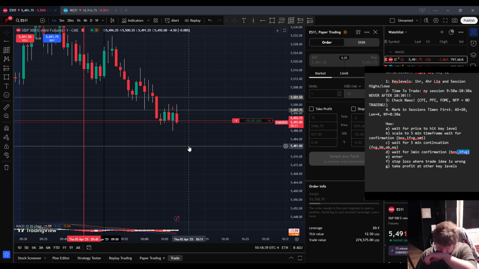We saw a mini retrace back up off of what I just said would happen. Price would go up. Now we're looking at it come back down. Inverse fair value gap on the 1-minute. The price is going to continue going down.